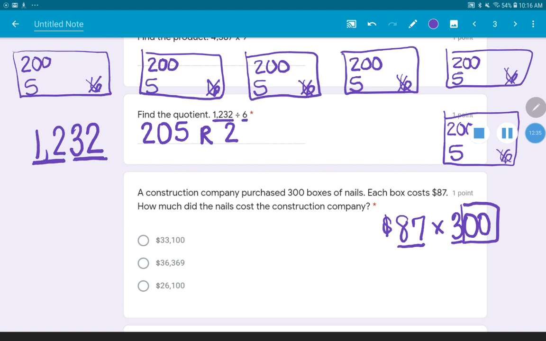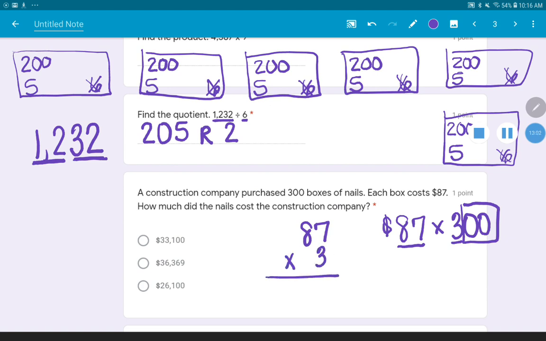Can you do 80 on the top and then 7 on the bottom? Can we do 80 times 3? Or 87 times 3 and then make it 10 times bigger twice? Yeah, it's 10 times bigger and then another 10 times bigger to get the hundreds. So let's do 87 times 3.